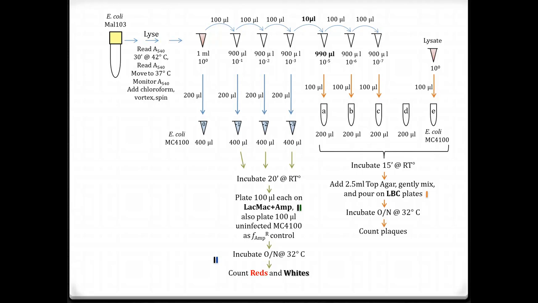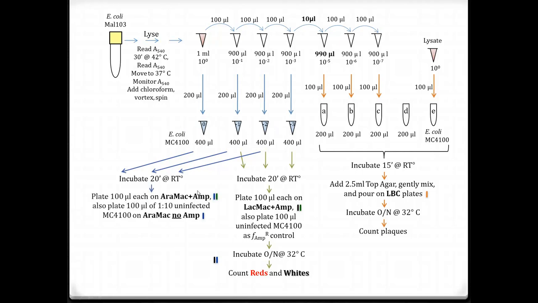So, what are we going to do next? Well, we're going to use the 0, negative 1, and negative 2 after 20 minutes as well. So they're all incubating all at the same time, of course. So all four of these incubate 20 minutes. And we will take 100 microliters and plate them on Aramac amp.